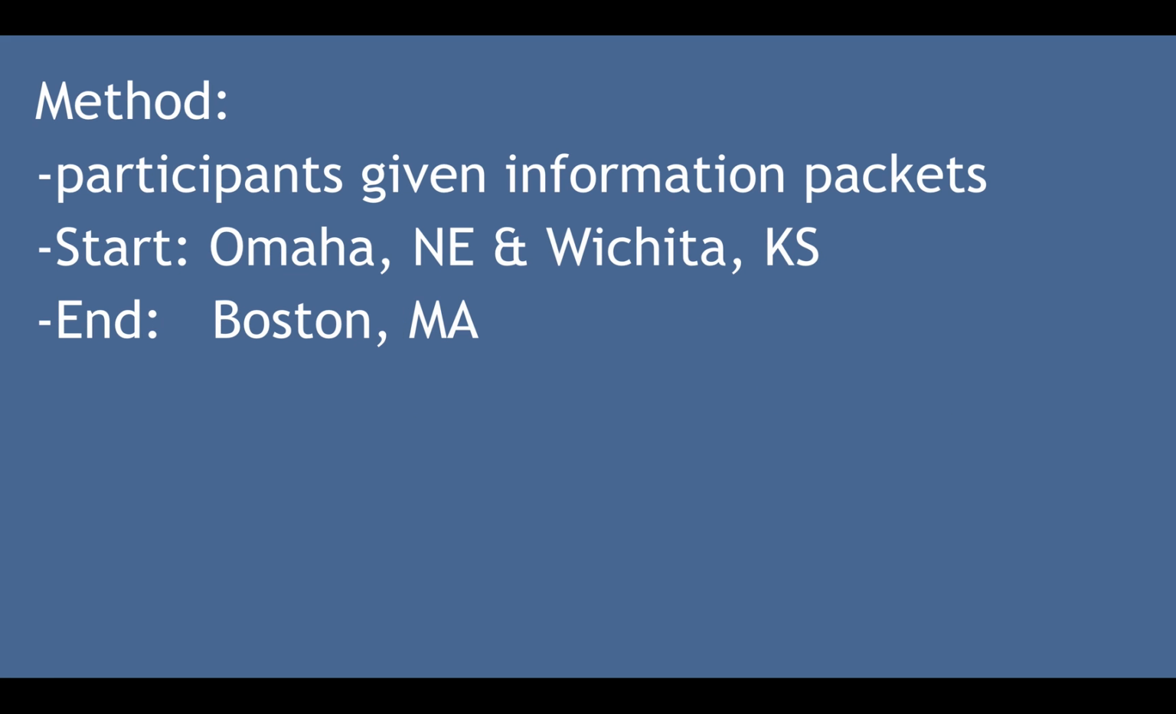The method for the small world experiment was participants were given these mailed information packets, and they started in Omaha, Nebraska, and in Wichita, Kansas. And then these packets were forwarded on to acquaintances to eventually get to an end person in Boston, Massachusetts. So basically, it's given to one person, they mail it to a person that they know. That person mails it to a person they know, and they wanted to find out how many paths it takes to get from Omaha and Wichita to Boston, Massachusetts.